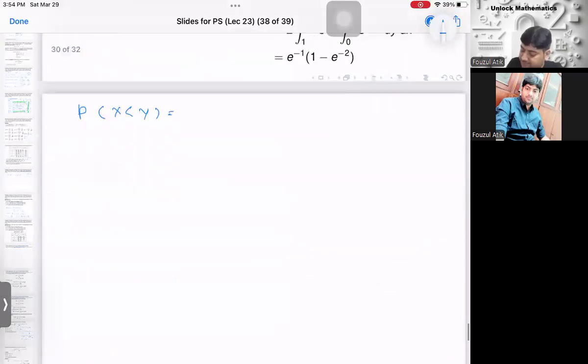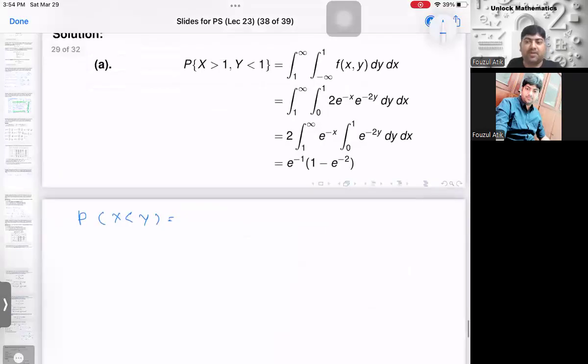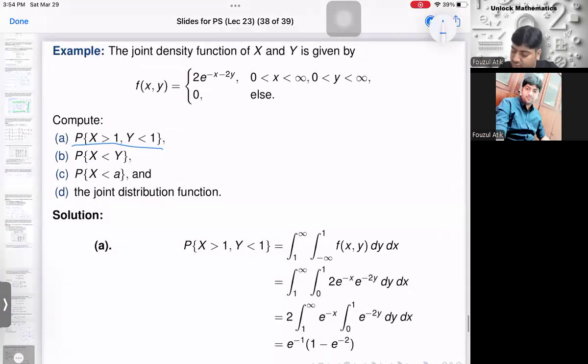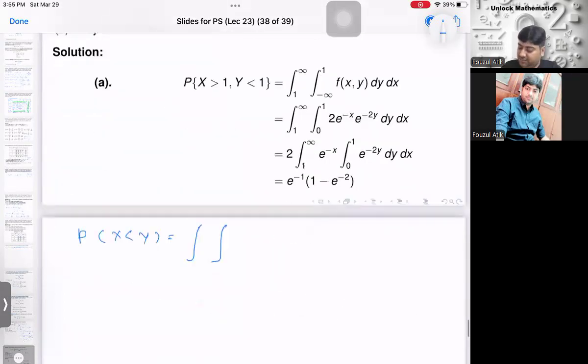The second one, P of x less than y. Your density function was given as 2e power minus x minus 2y, with 0 less than x less than infinity, 0 less than y less than infinity. Now you have to get the probability of x less than y. This is the concept of multiple integral. If you involve the x limit in terms of y, then the y limit can be 0 to infinity. We can do it in that way.